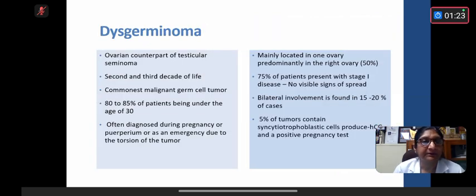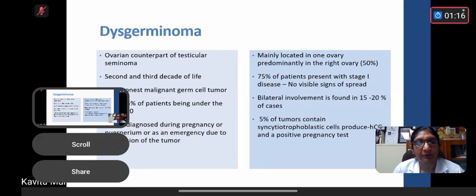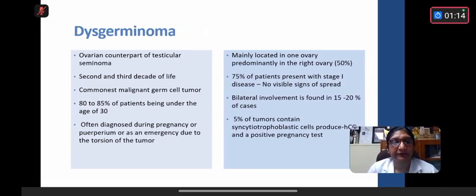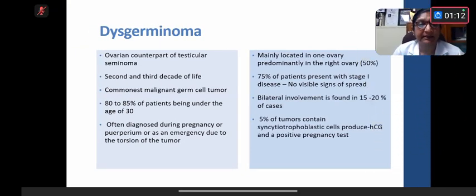A little about the different types of germ cell tumors. Dysgerminoma, this is a counterpart of seminoma, common in the second and third decade of life, and it is the commonest malignant germ cell tumor. So 80 to 85% of the patients are under 30 years of age, usually diagnosed during pregnancy or puerperium.